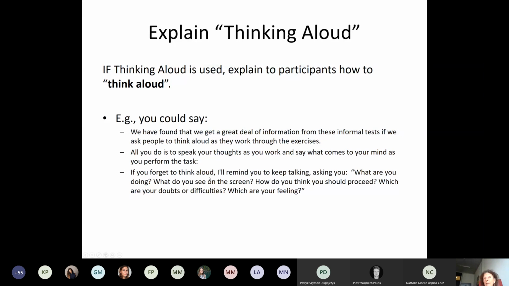And if you forget to think aloud, we might stimulate you to do so, such as using questions: What are you doing? What do you see on the screen? What do you think you should do next? What are your difficulties? What are your feelings? So the idea is that these are the kind of externalization of thought that the user is expected to do, and the observer stimulates if present, when he sees that the user is too shy or is struggling in a specific part of your application and is not manifesting anything.